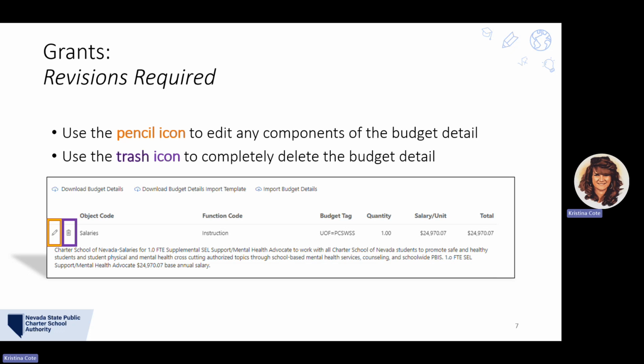However, if it is determined that you need to delete a budget detail line item, use the trash icon highlighted here on the screenshot in purple. Simply click on the trash icon and the GMS will automatically respond and populate a "Do you want to delete" prompt window to confirm your intentions. Select the OK option and it will completely delete the budget detail that had been returned. Once all corrections have been made, you can resubmit your application to the SPCSA.